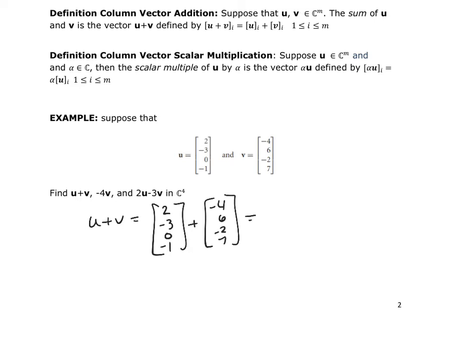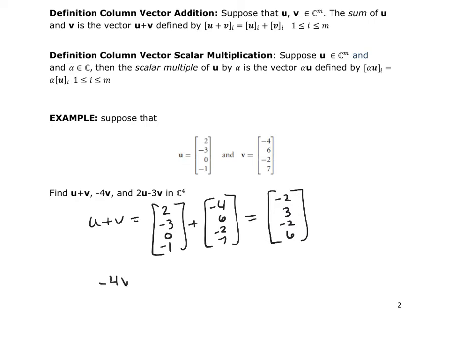And this is going to be equal to, because of the equality, I can go ahead and do this addition, and so I get -2, 3, -2, and 6. So that is my new vector by adding those two other vectors together.